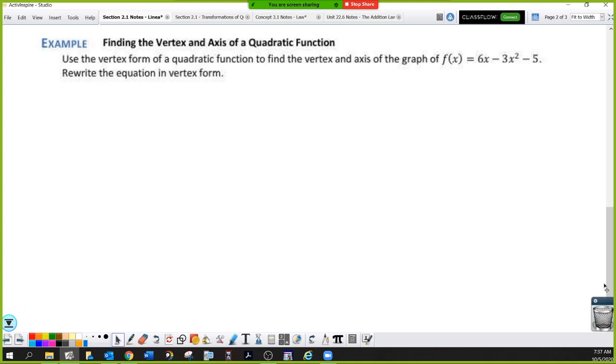Let's start by writing it in the correct order. Negative 3x squared plus 6x minus 5. There. Now we can do what we did on Friday. We're going to complete the square. And just like on Friday, we don't want that number sitting in front of our x squared. You can't complete the square easily with a number sitting there. So what we're going to do is we're going to factor that number off of the front two terms.